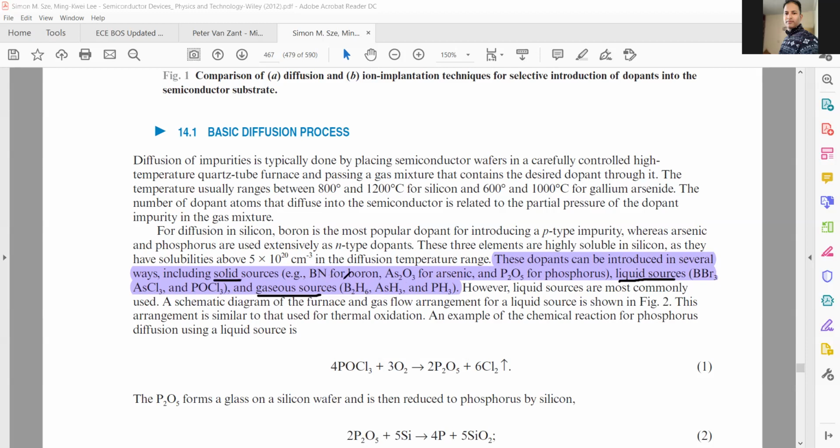If you look at solid sources, we have BN for boron, arsenic oxide for doping arsenic, and P2O5 for phosphorus. In liquid, if you want to dope boron, we can have boron tribromide. Similarly for doping arsenic, we have arsenic trichloride, and then phosphoryl chloride, POCl3, which we use for phosphorus doping. Similarly for arsenic, we can use AsCl3. For boron doping, we can use boron tribromide. So this way we have a range of dopant sources available for the purpose of doping.